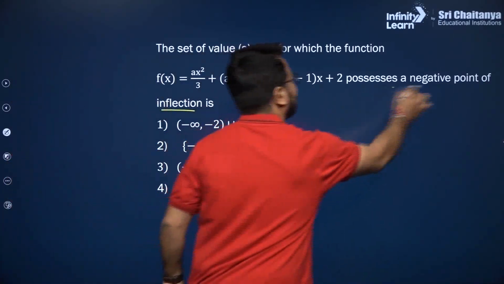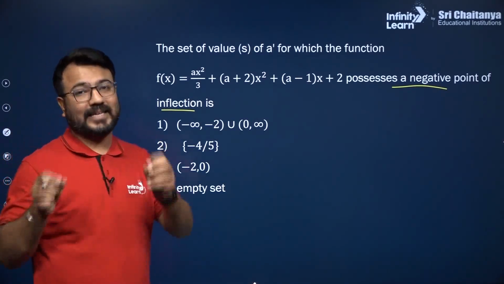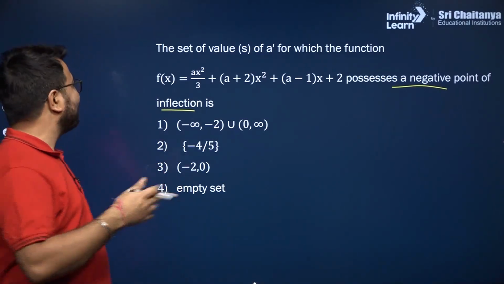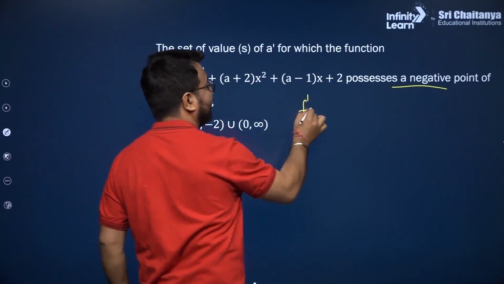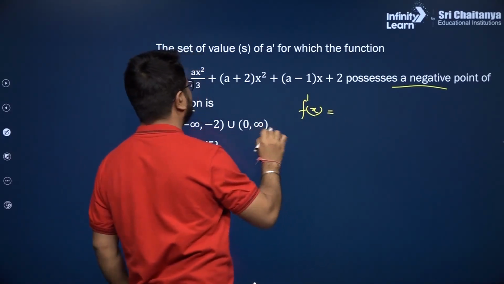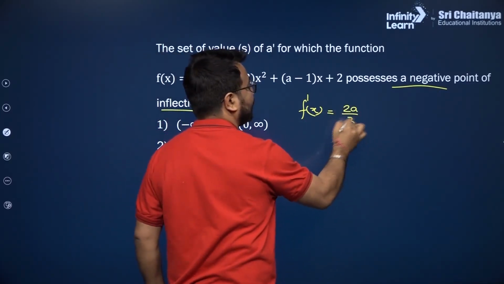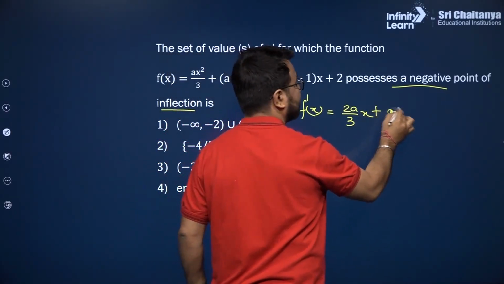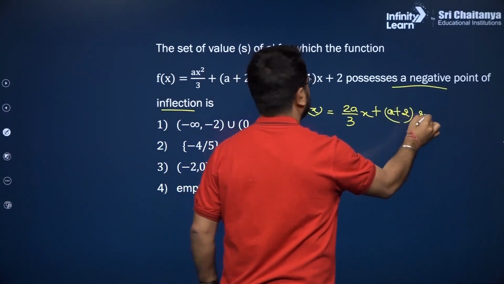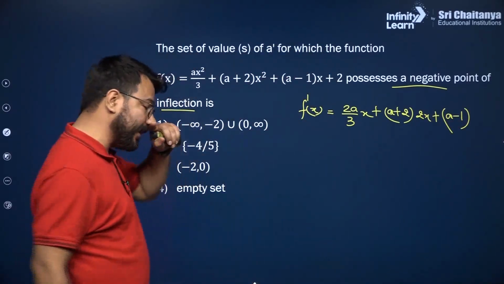So basically, first of all, I'll be finding the point of inflection, and then I'll be making that point negative, and then I'll be finding the values of a. So for the point of inflection, first of all I will find the single derivative. On observing this, it will be 2a upon 3 into x, then a plus 2 times 2x, and the third one is a minus 1. So this is the single derivative that we have obtained.